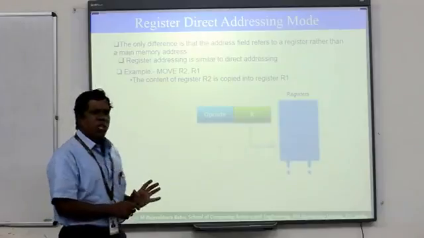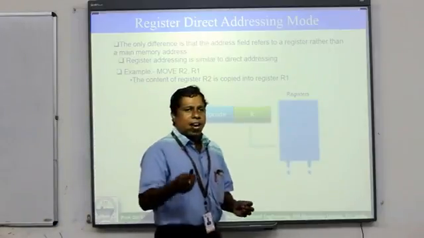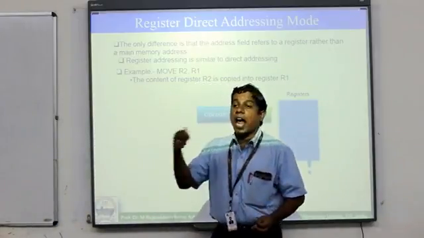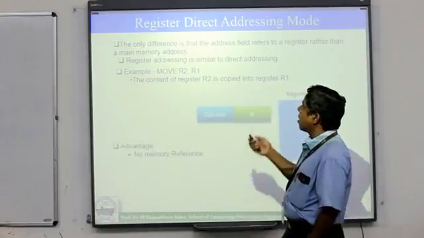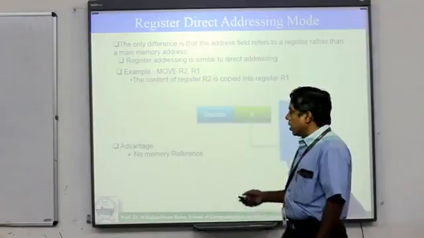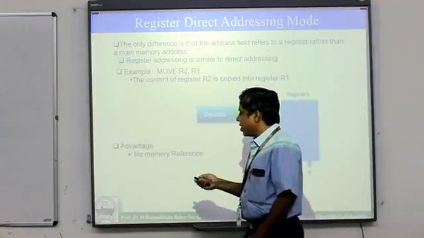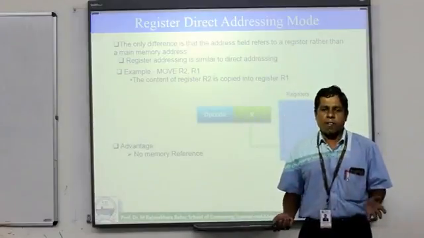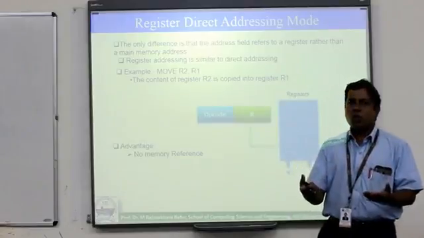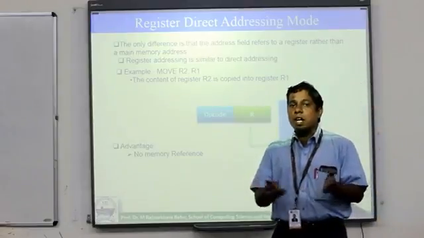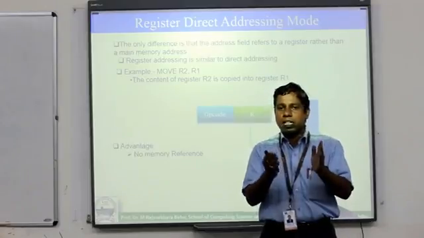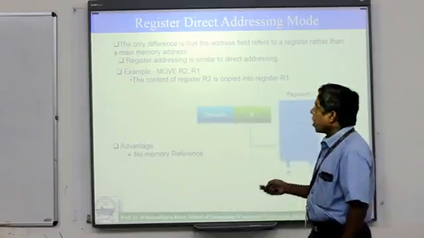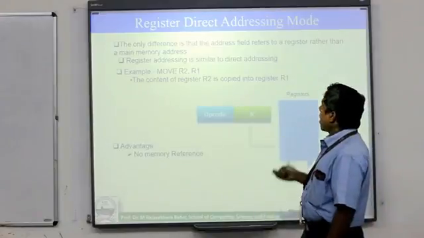This is similar to the direct addressing mode. Instead of the direct address of the main memory, we are having the address of the register. That is called the register direct addressing mode. The advantage of this one is no memory reference. No memory reference means no memory cycle is required. No memory cycle required means the delay is cut down here. So it can speed up the program if you are using the register direct addressing mode more and more.